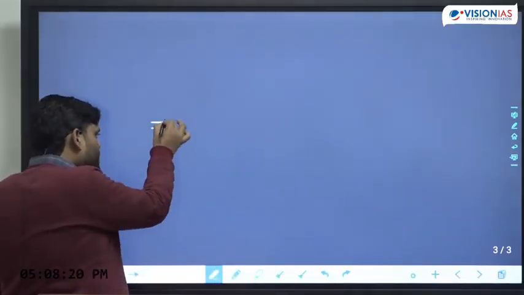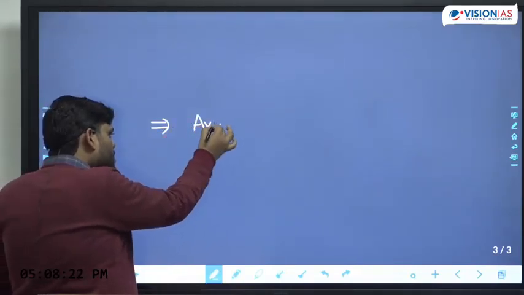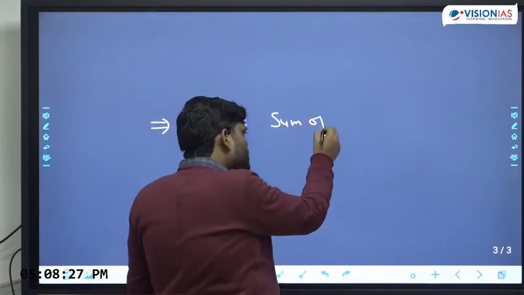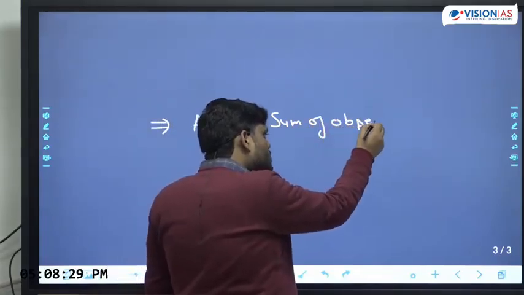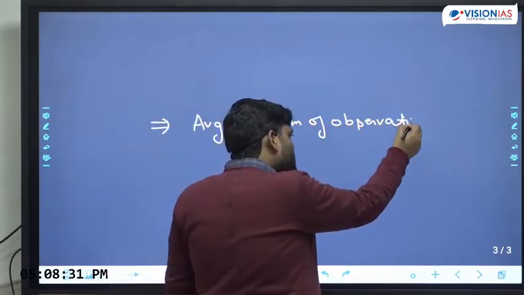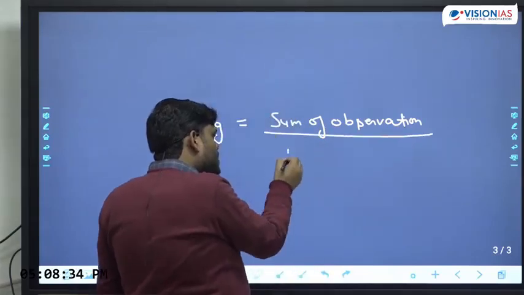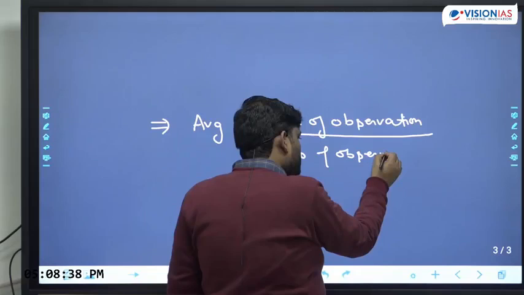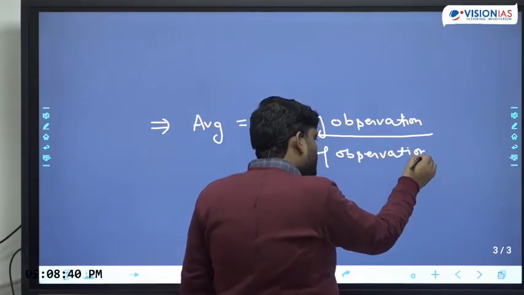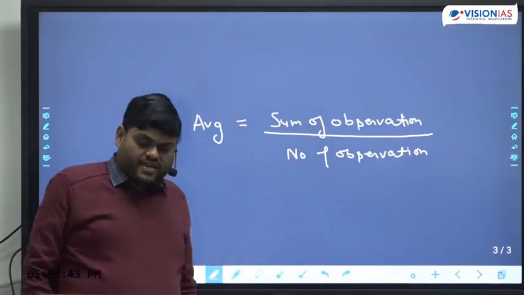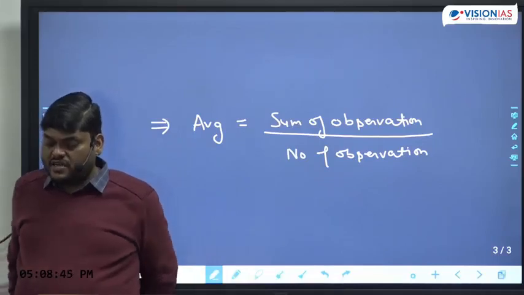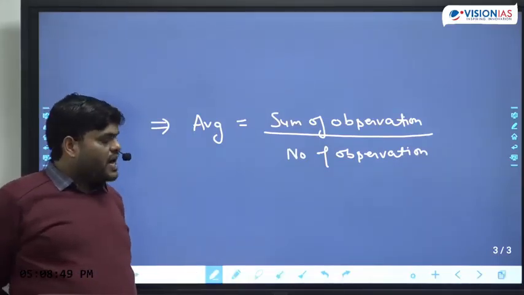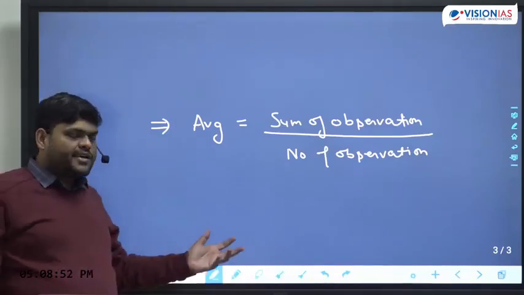So first let me tell you the formula. Average is equal to sum of observations divided by number of observations. This is the basic formula of average. Okay? What is the meaning of this?